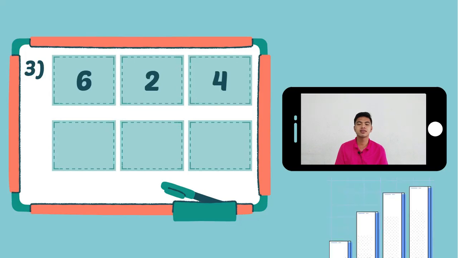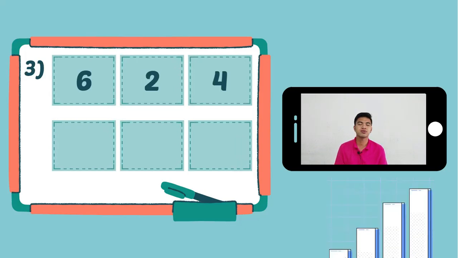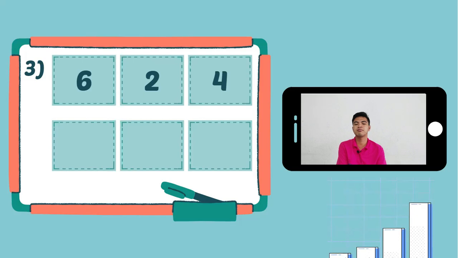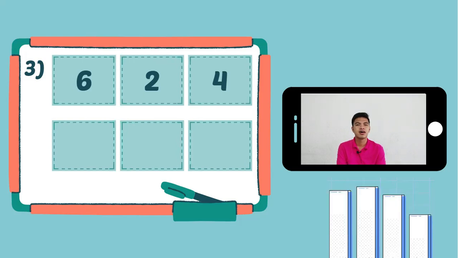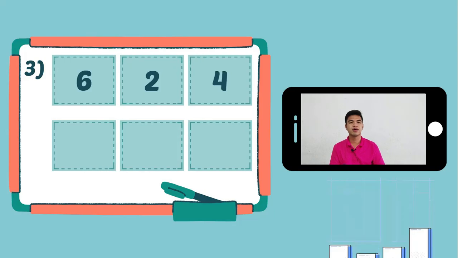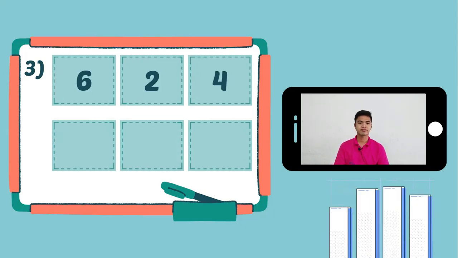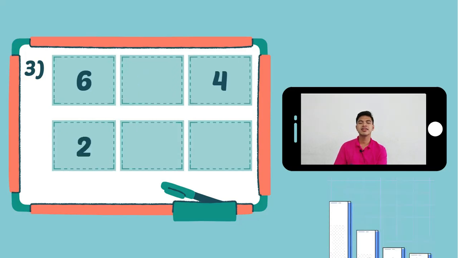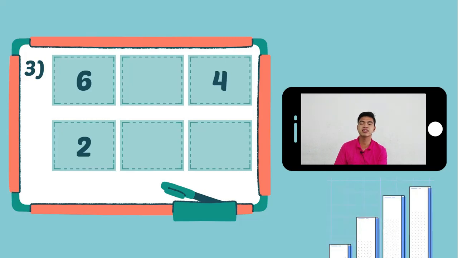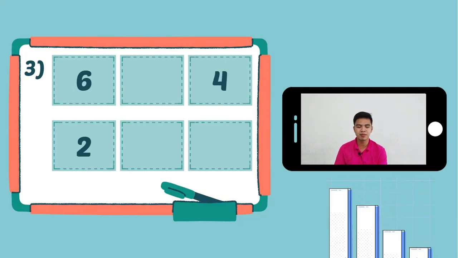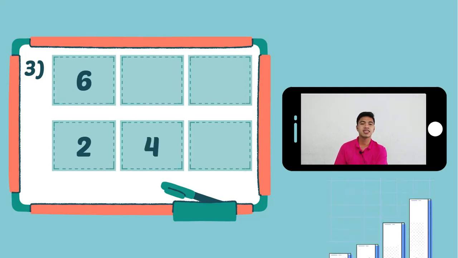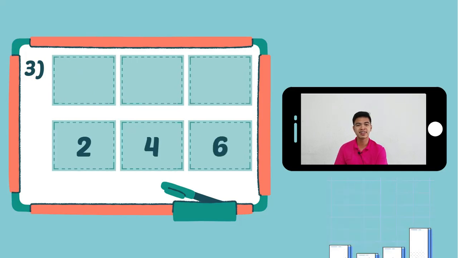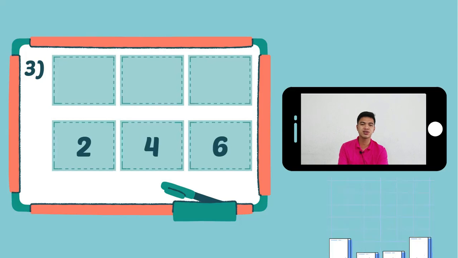Here we have the numbers 6, 2, and 4. Okay, so we're going to find out which is the smallest number. So kids, what do you think is the smallest number between the three? Good job! The correct answer is number 2. 2 is the smallest number of them, okay? And then what about 6 and 4? Which is the smaller number? Good job! The correct answer is 4. And then since we only have one number left, we're just going to write it down in the last part, okay? It's easy, right? I know you can do it, okay?